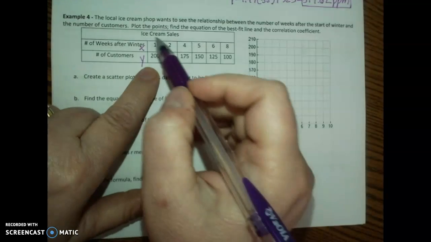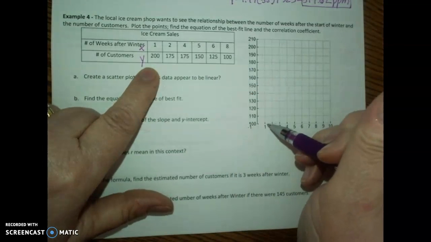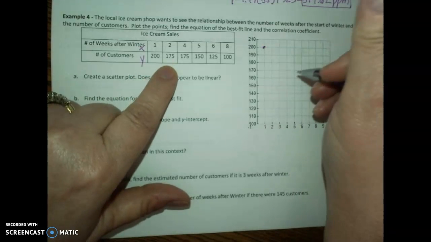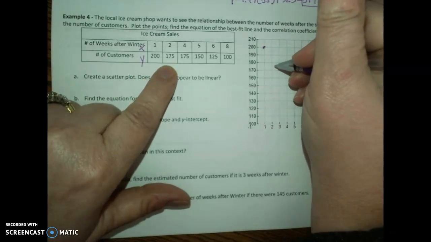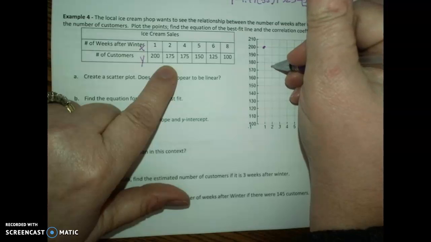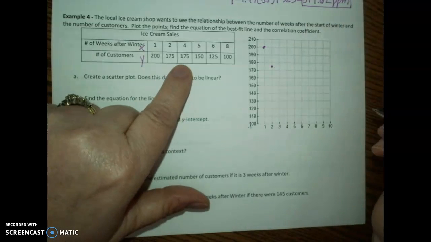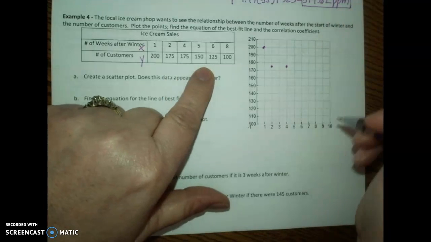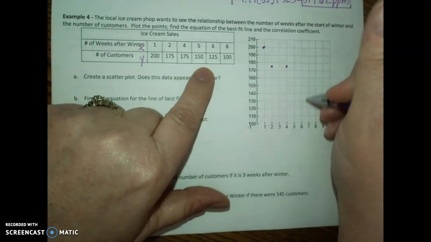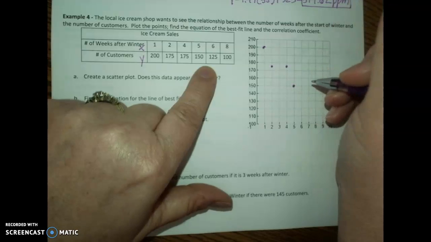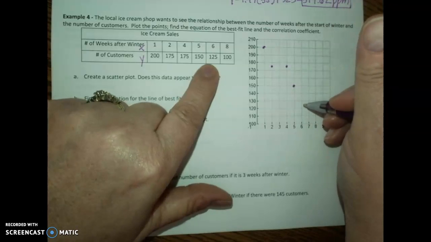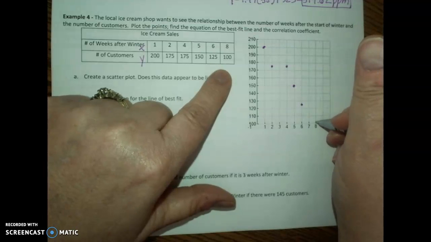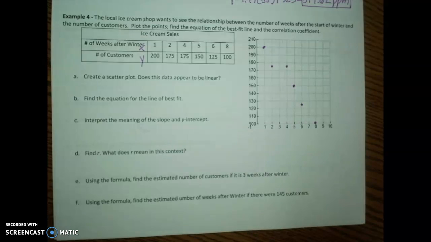And so we're going to plot these points, (1, 200). So x is 1, y is 200. (2, 175). 175 falls in between halfway. We're just going to estimate where that is. (4, 175). (5, 150). (6, 125). And (8, 100). That's all the way down here at the bottom.